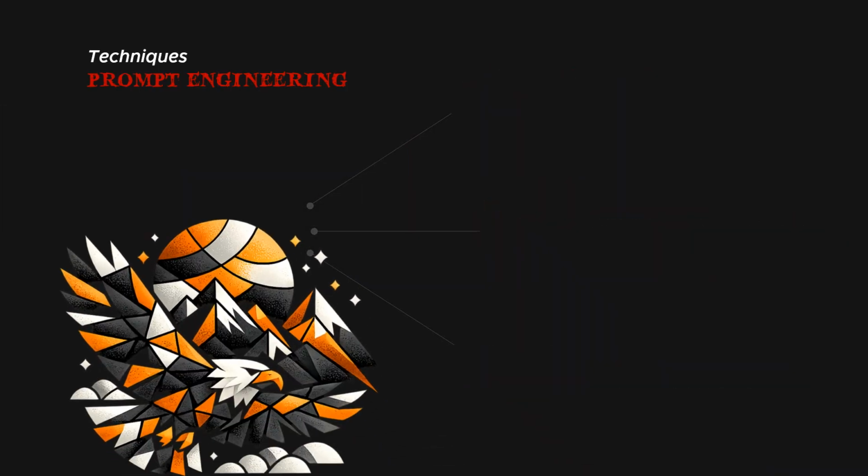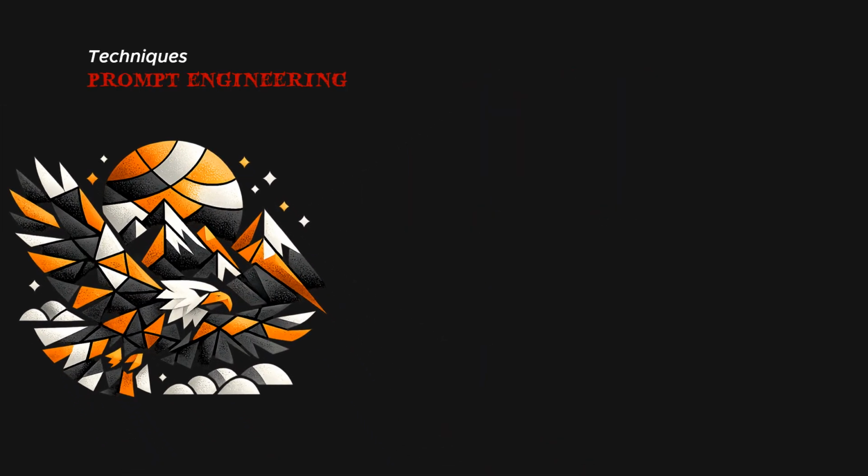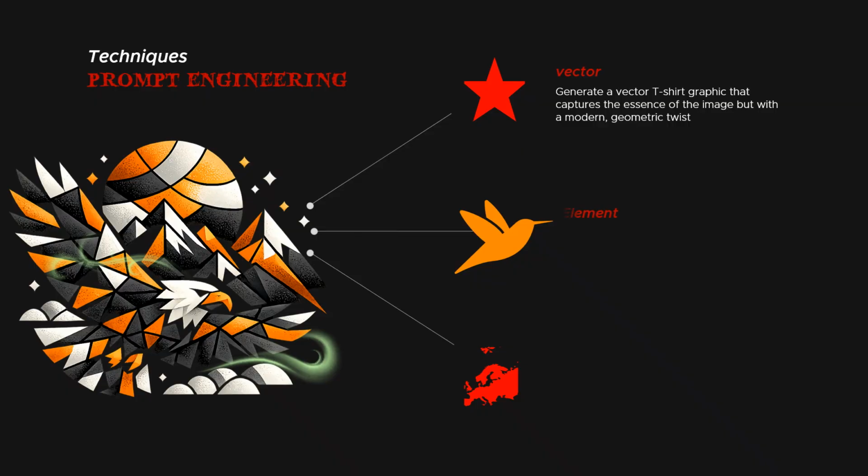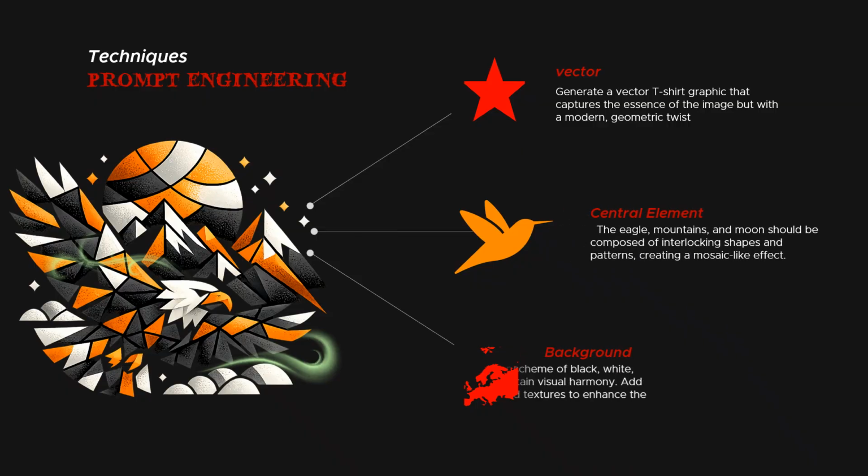Generate a vector t-shirt graphic that captures the essence of the image but with a modern, geometric twist. The eagle, mountains, and moon should be composed of interlocking shapes and patterns, creating a mosaic-like effect. Use a limited color scheme of black, white, and orange to maintain visual harmony. Add subtle gradients and textures to enhance the design.